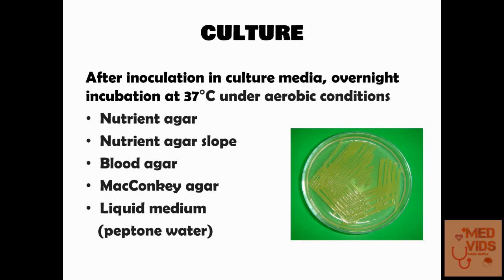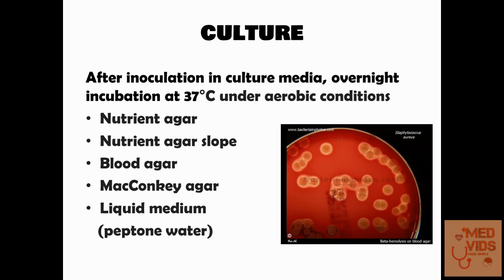In nutrient agar slope, it produces growth of the bacteria which has the appearance of oil paint. In blood agar, you can see the growth of Staphylococcus aureus surrounded by narrow zones of beta hemolysis. In MacConkey agar, you can see small pink colonies of Staphylococcus aureus due to lactose fermentation. In liquid medium like peptone water, they produce uniform turbidity.